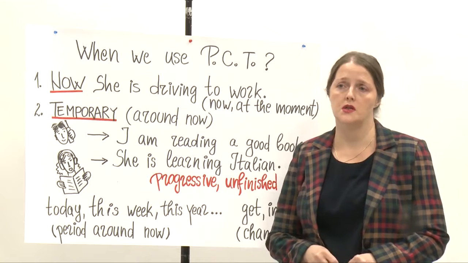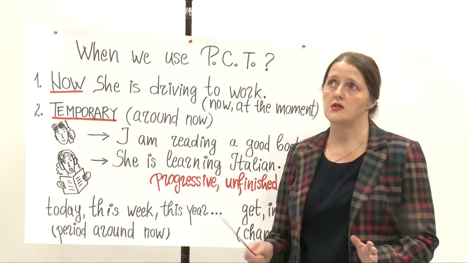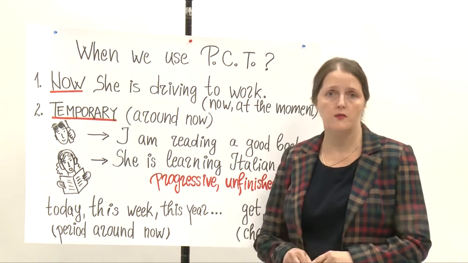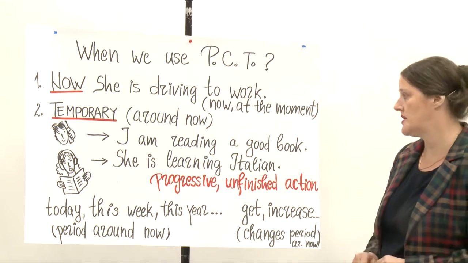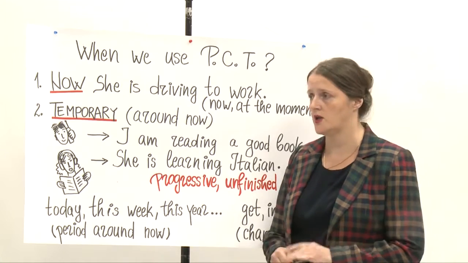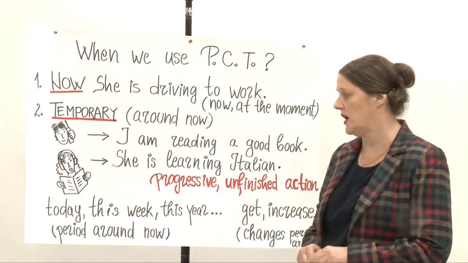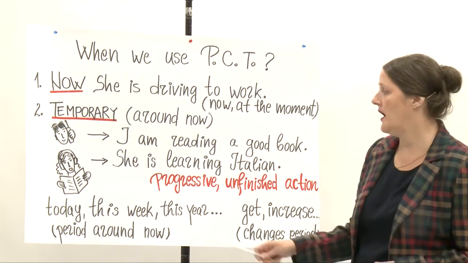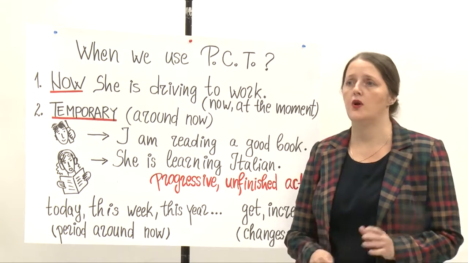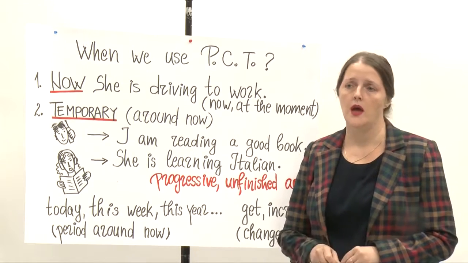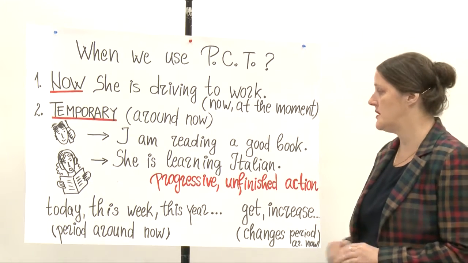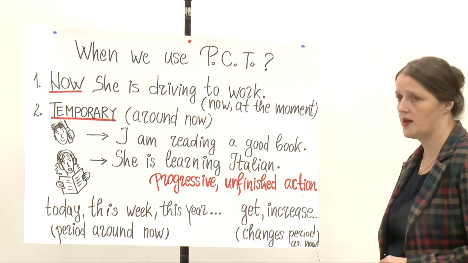Perhaps he started to read his book 2 or 3 months ago, or 2 or 3 weeks ago, and he is still reading his book. And the situation is not finished, or the action is not finished. This woman here, Kate, she wants to work in Italy, and she is learning Italian. Perhaps she started evening classes or evening lessons 2 or 3 months ago, and she is still learning. So we can see that we use present continuous tense for progressive, unfinished actions.